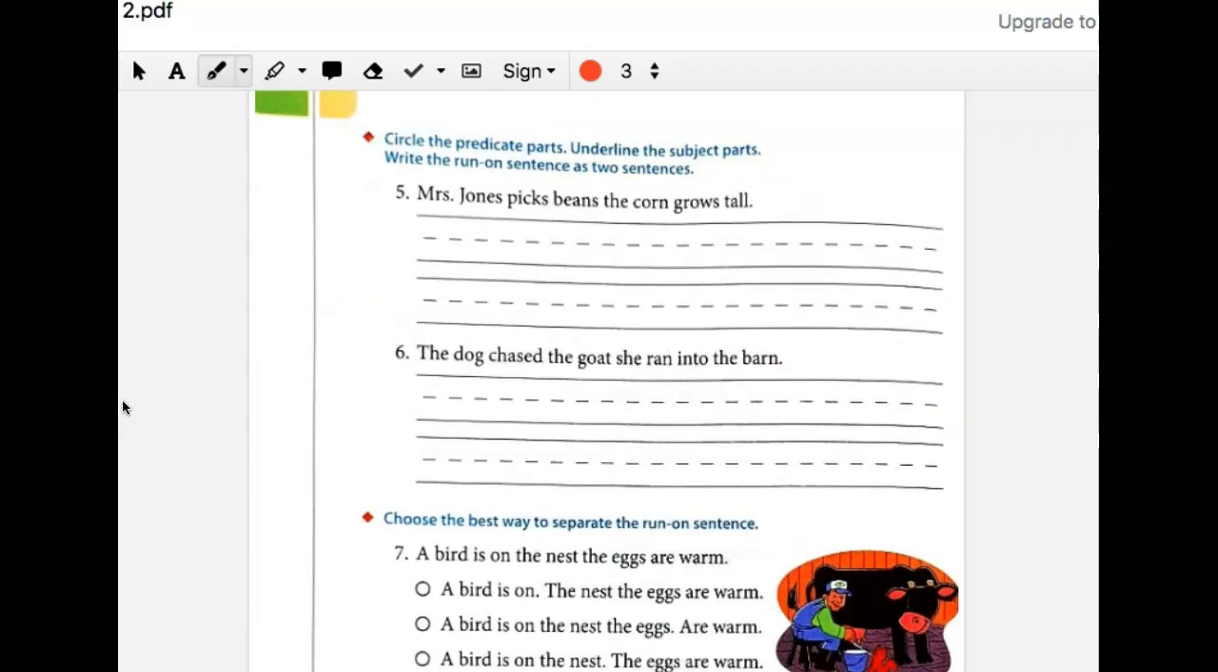For page 292, you're going to do the same thing as you did on page 291. For numbers 5 and 6, you're going to circle the predicate parts, underline the subject parts, and then write the run-on sentence as 2 separate sentences. And the trick is to find the verbs first. That way, it's going to be easier for you to find the predicate parts and the subject parts.